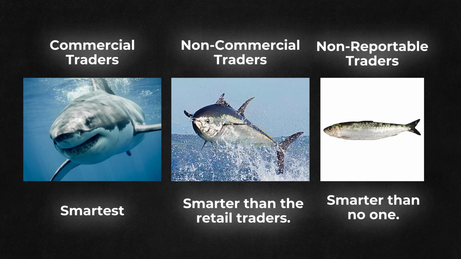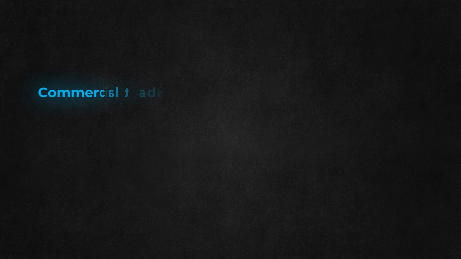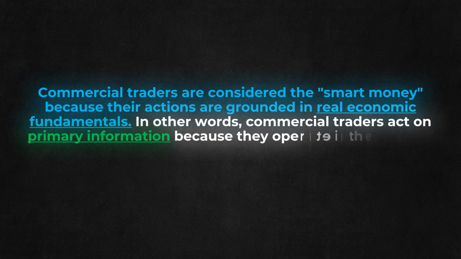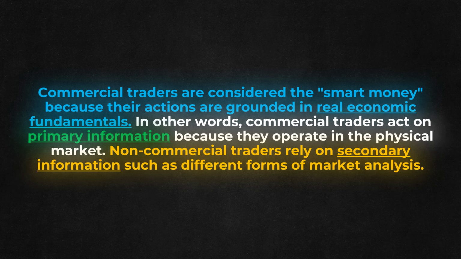The reason is because the commercial traders like multinational companies, for example, deal with primary information, meaning that they have direct access to the forces of supply and demand of the market they operate. Non-commercial traders only have access to secondary information. In other words, they don't have direct access to the forces of supply and demand. They can only analyze it indirectly through aggregated data such as price, volume, and other forms of market analysis. Non-reportable traders also deal with secondary information, but in a less sophisticated way in comparison to the non-commercials.